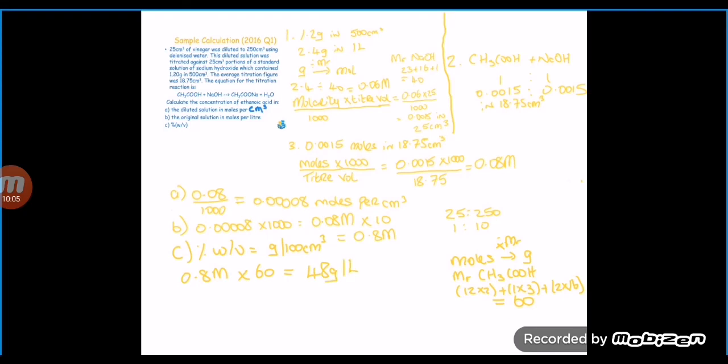But I don't want grams per litre, I want grams per 100 centimetres cubed. So I need to divide that by 10. And the reason I'm dividing by 10 is there's 10 100s in 1,000 centimetres cubed, which is a litre. So that gives me 4.